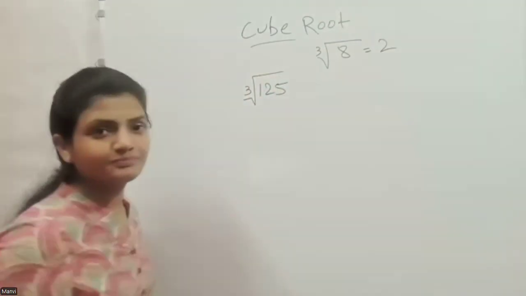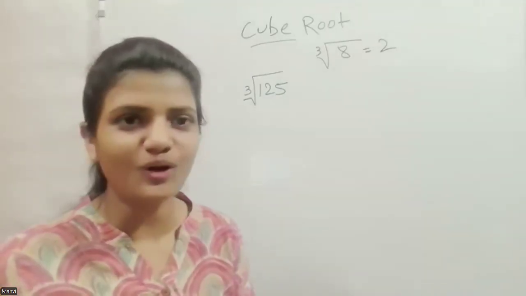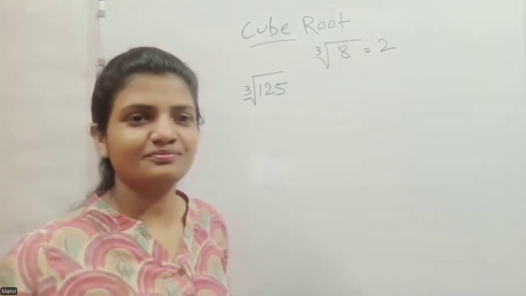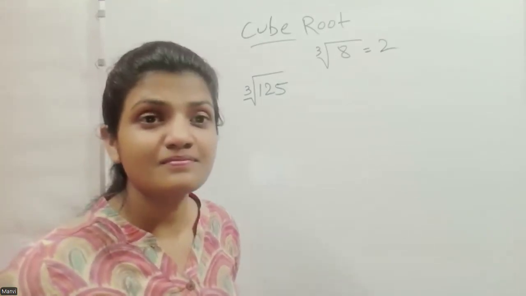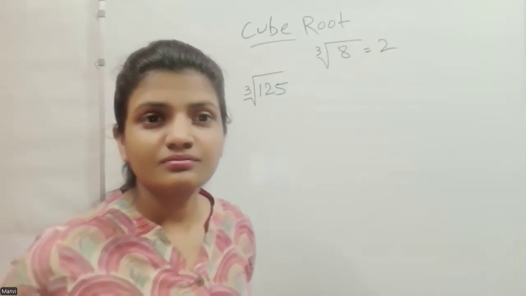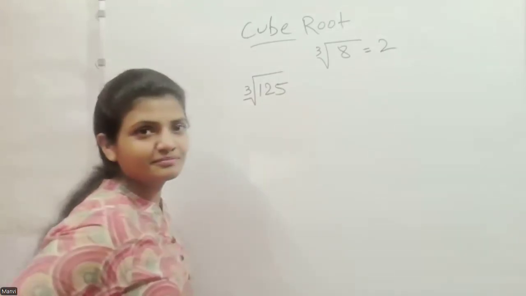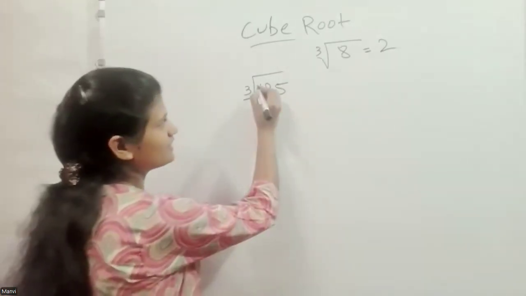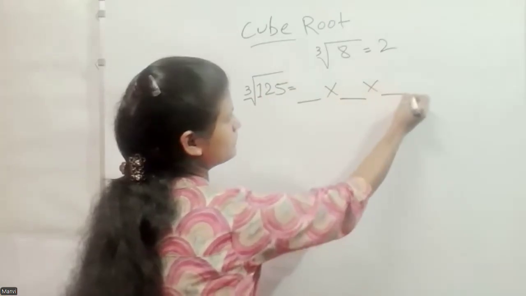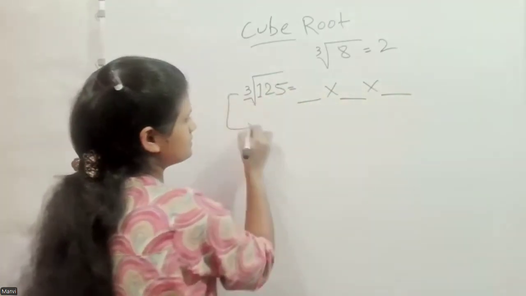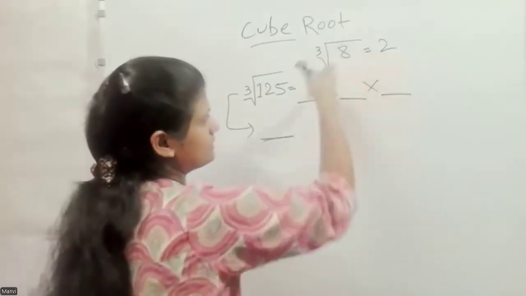Think carefully and chat me. I want to see who answered first. What is the question? This is the question. Cube root of 125. Think carefully. There must be three numbers which multiply, so we get 125. What will be the answer? The answer is one only, but you need to think like this way. A number which multiplies itself three times, then we get the answer.